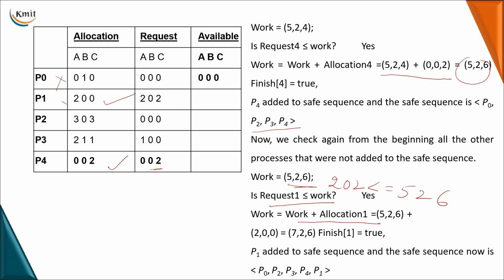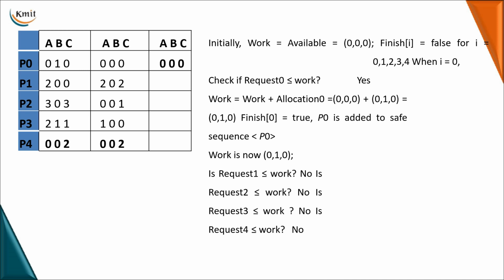Now we'll see a situation where your system will not be in a safe state. Here we go for a particular request where P2, whose request was initially 000 in the previous example, now wants one instance of resource C, so it is 001. Now we'll check whether the request can be granted or not. We'll again check the processes from P0. So your initial value of work is equal to 000 and finish of i is also false.